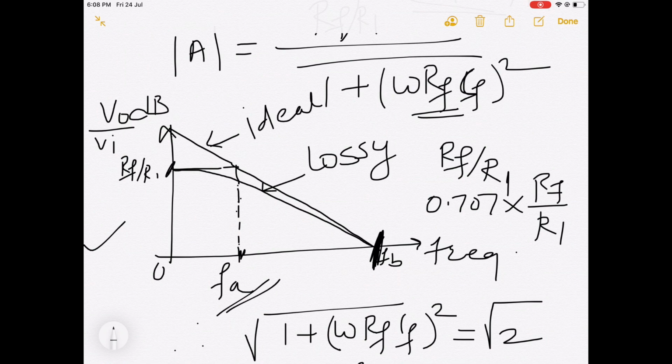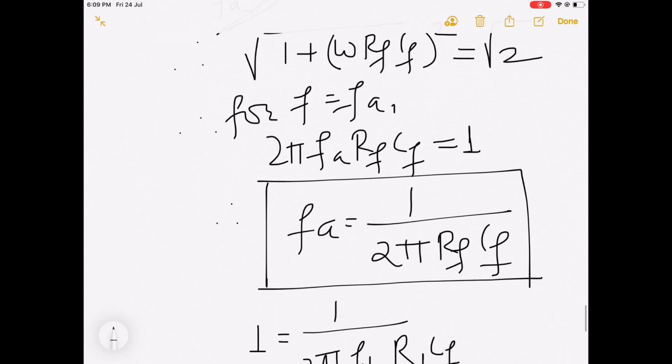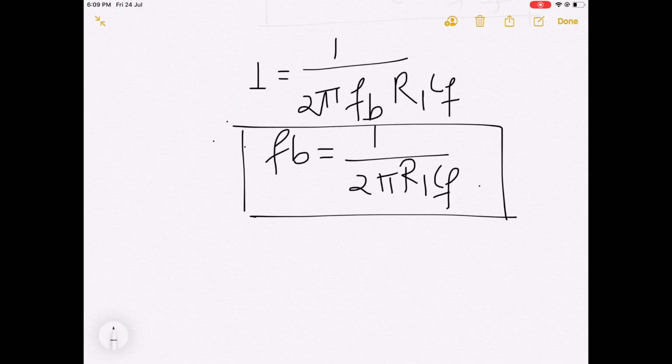So, when input frequency is less than FA, the circuit will not act as an integrator. It will only act as a simple inverting amplifier. When input frequency is equal to FA, there will be 50% accuracy. As a thumb rule, if input frequency is 10 times FA, then it results in 99% of accuracy.